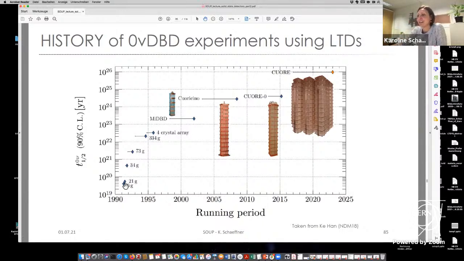So these were very exciting times. Then this went up a lot. The first bigger array was MiBeta, then Cuoricino, CUORE-0, and now CUORE, which is this huge array operated at Gran Sasso. About this I will tell you more now.